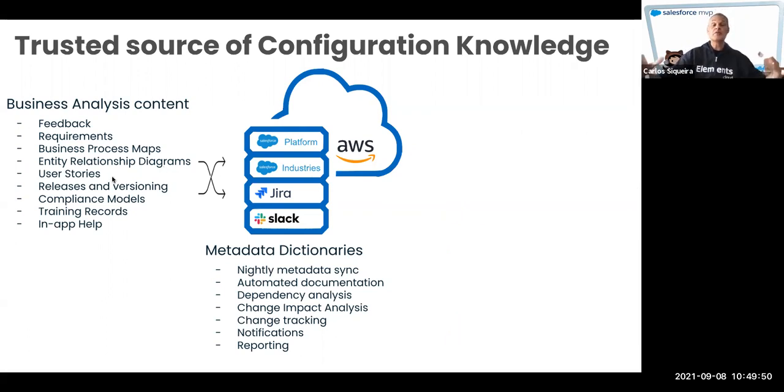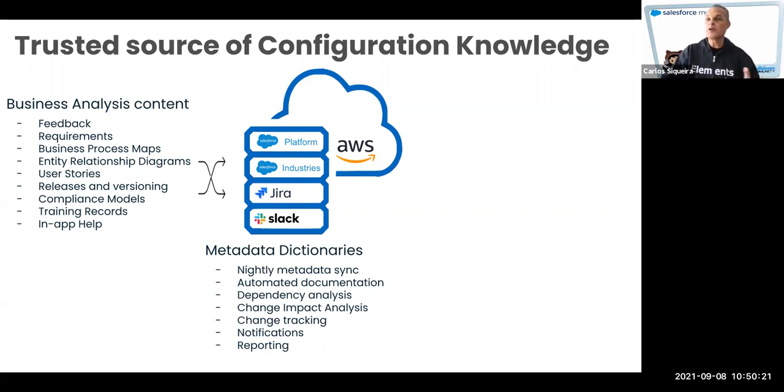User stories are agile concepts that, regardless of your platform, you should always consider. You gather your requirements from the users, and you create your user stories, which become almost the specs for what your developers and your admins are going to work from. Releases and versioning are very important, so keep that information.